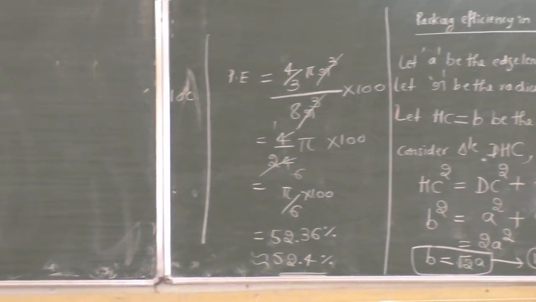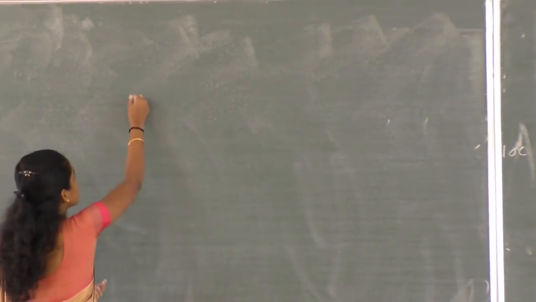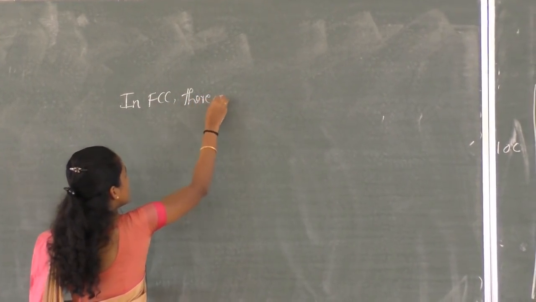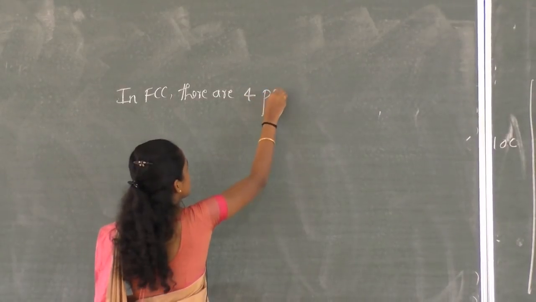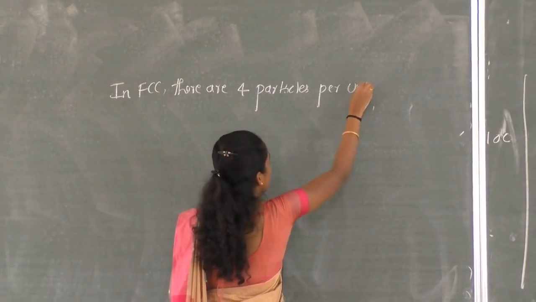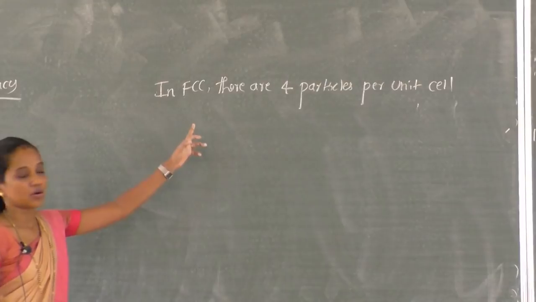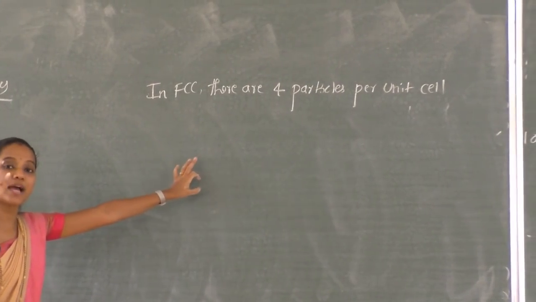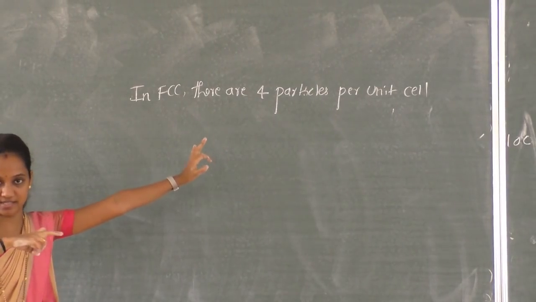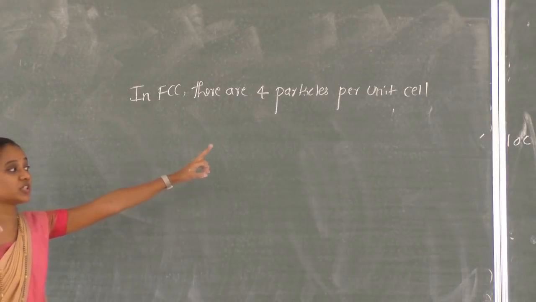In FCC, there are 4 particles per unit cell. Okay, what is our packing efficiency formula? Packing efficiency is equal to volume occupied by the 4 spheres in this case, divided by volume of the cubic unit cell.